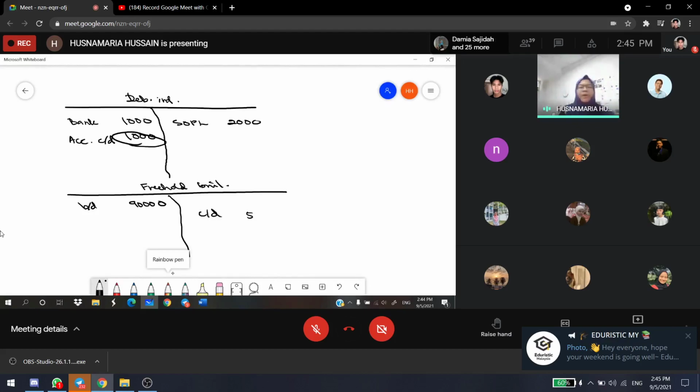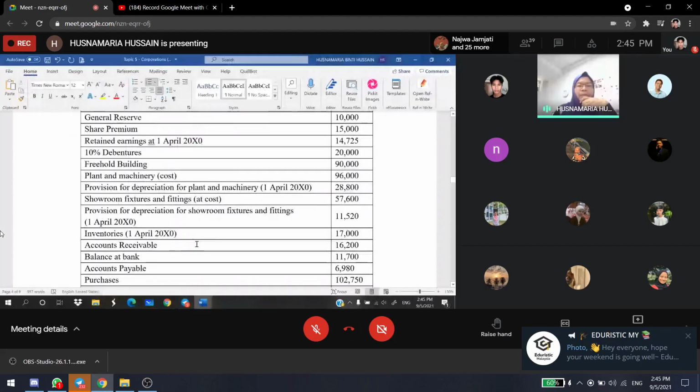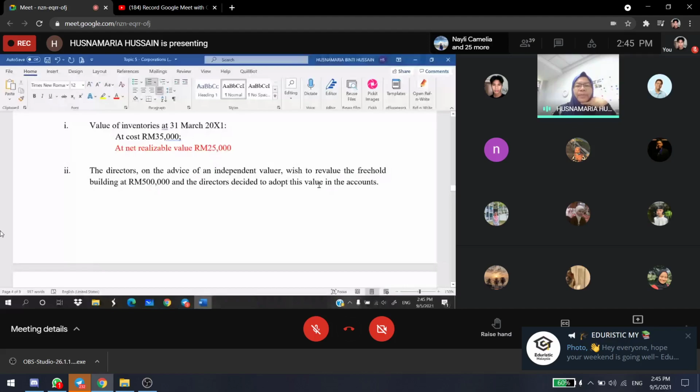But 500,000. So the difference is 401,000. So this value we transfer to revaluation reserve. Okay, then you credit revaluation reserve account 410,000. So be careful regarding revaluation. So number 2 done. Okay, it is a company policy for depreciation.